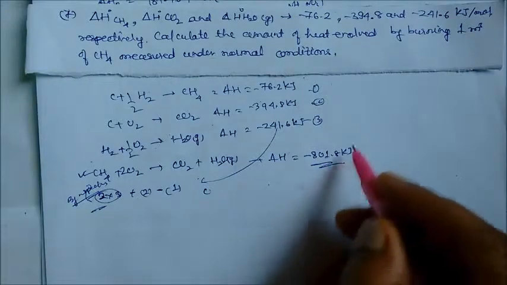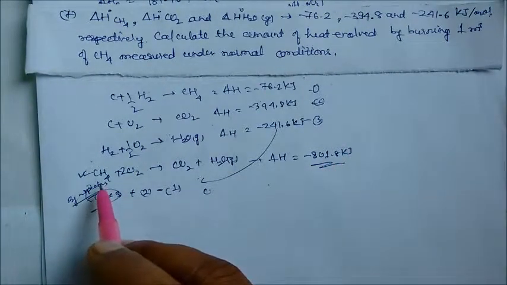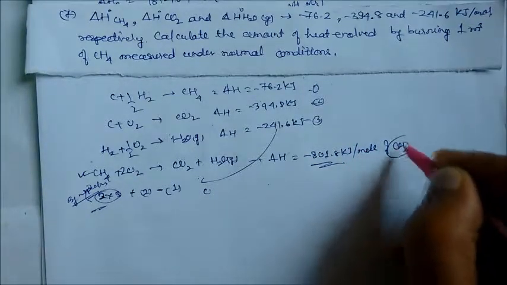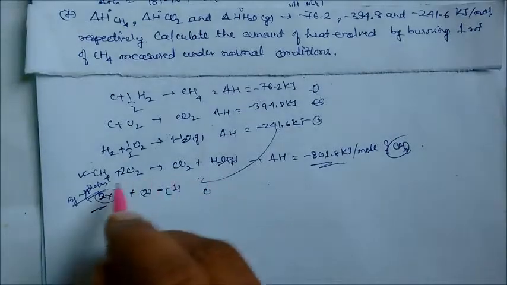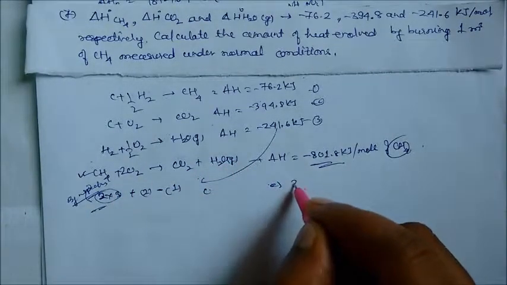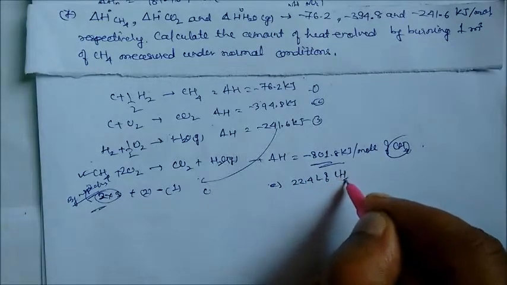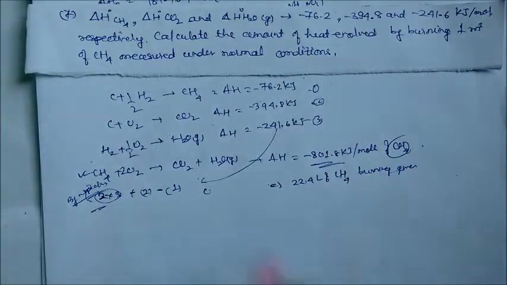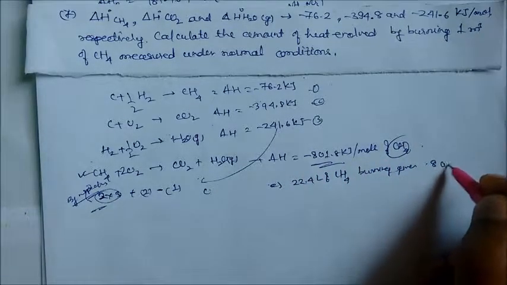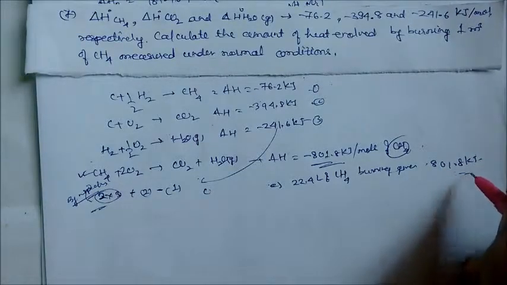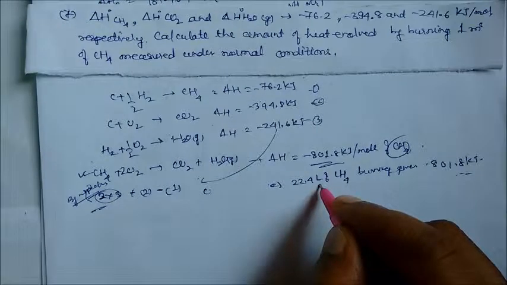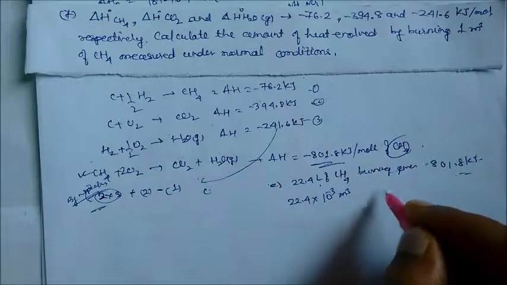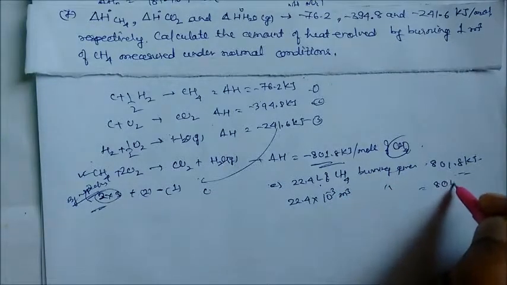Now this is the heat energy per mole when methane burns with oxygen. From the equations, burning 22.4 liter of methane gives out 801.8 kilojoule of energy. This liter we can write in meter cube form: 22.4 liter is 22.4 into 10 to the power minus 3 meter cube, and it gives 801.8 kilojoule.